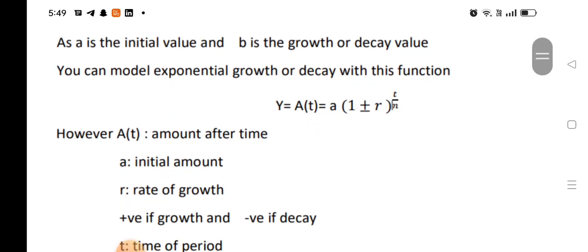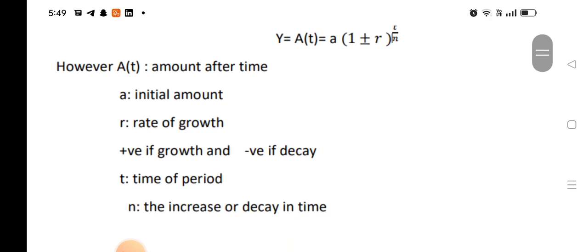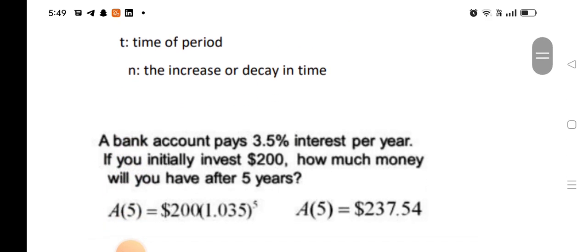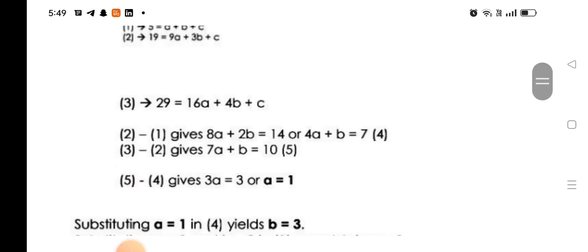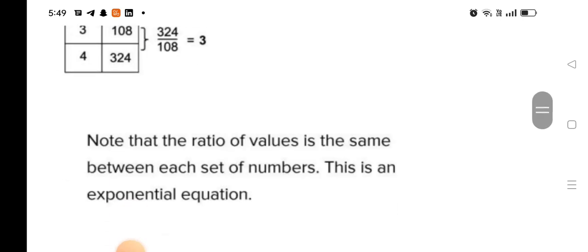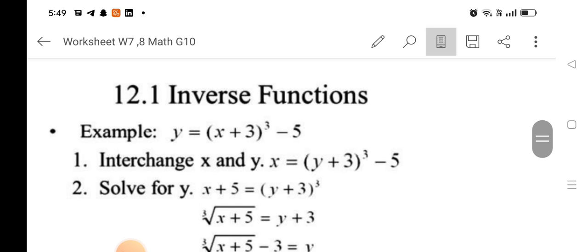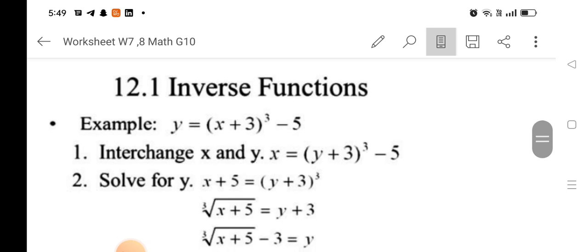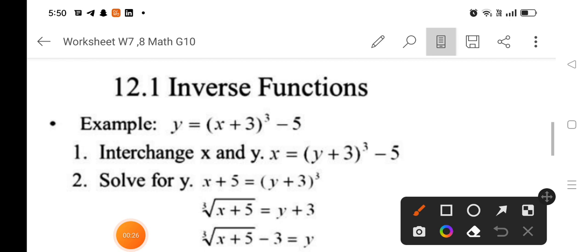We discussed the first section here, the first one in week 7, and we reached the inverse function. Inverse function, how can we solve it? I have this example: y equals (x plus 3) to the power 3, or cubic, minus 5.